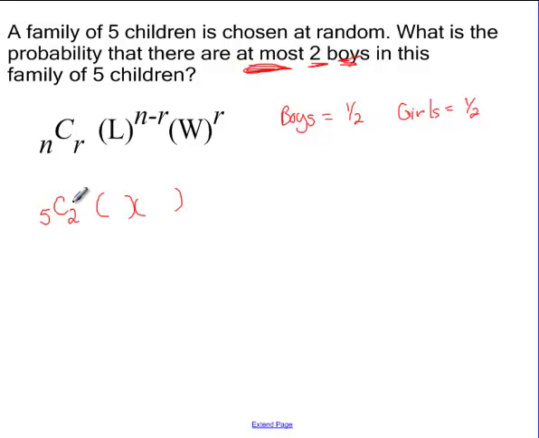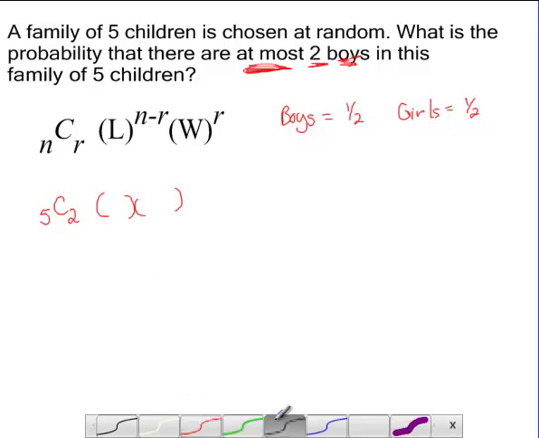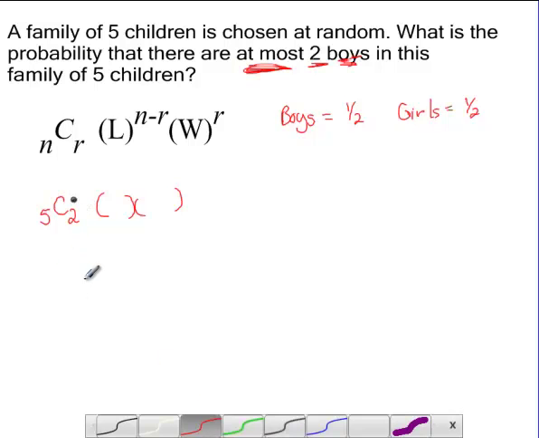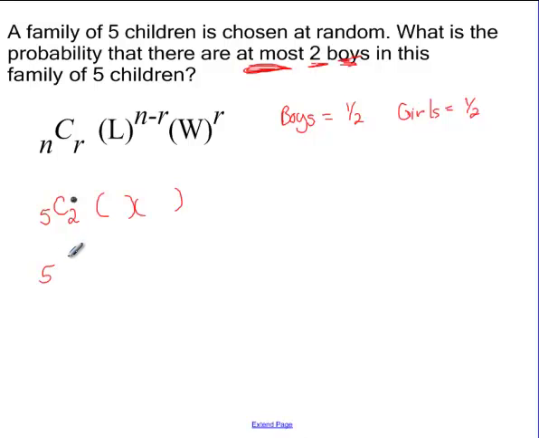So since 2 is the most that I can have, I can't have 3. I don't want 3 boys running around my house. That's just disaster. 5C1. I'll take 1 boy, or I'll take no boys, because 2 is the most I can have. Now that that's done, all the work after this is routine.